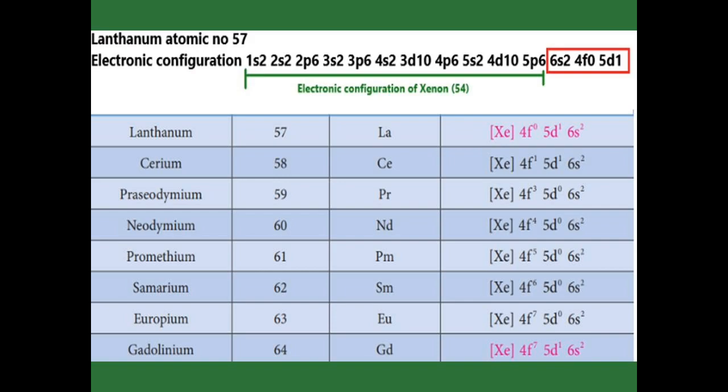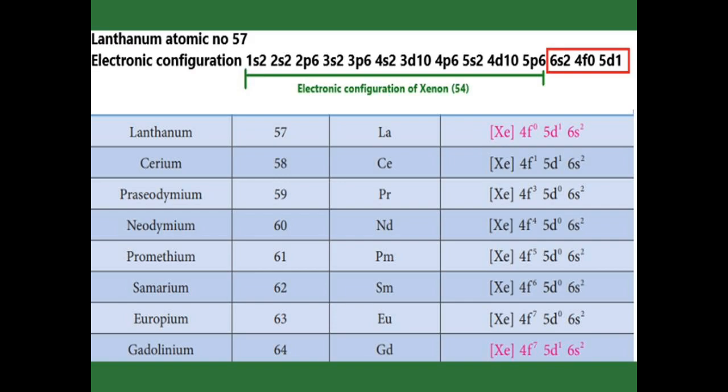Then the next, cerium, atomic number 58, up to 54 is the xenon configuration. How many electrons remain? 4 electrons. Those 4 electrons fill into 6s2, 5d1, and then 4f1. So here the filling of electrons starts from the 4f orbital, and after that praseodymium, neodymium, promethium, samarium, europium, up to europium there is no electron in the 5d orbital. Instead of filling the 5d orbital, the 4f orbital is filling.